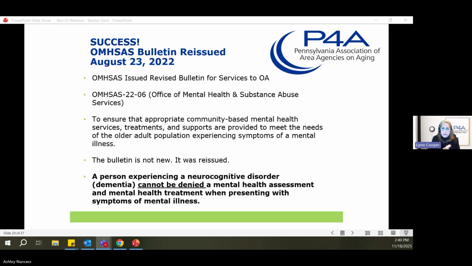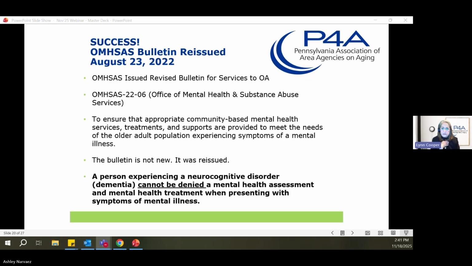But what was happening in some areas is that the crisis program, when they found out that a call was coming in, whether it was the police calling them or someone else, and when they heard that that person was 80 years old or 85, whatever, they would tell that other entity that contacted them to call their AAA, that this was an aging issue, this was a dementia issue, this was not a mental illness, or even if there was a substance use disorder involved, it was the AAA that they should contact. That could not be further from the truth.